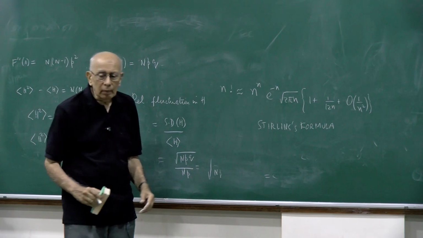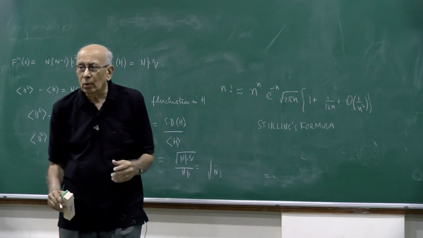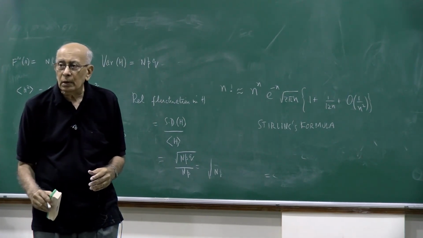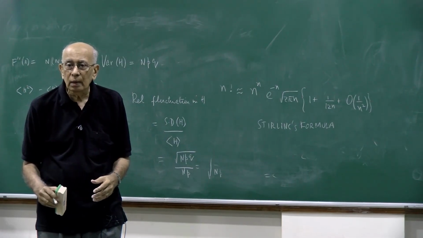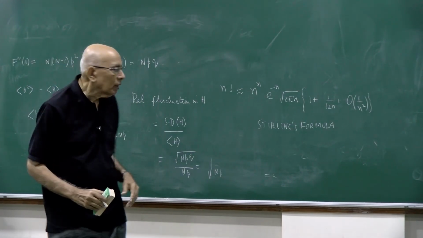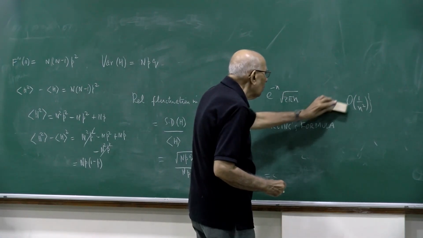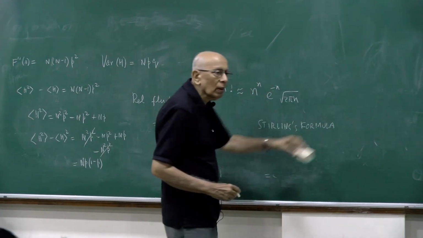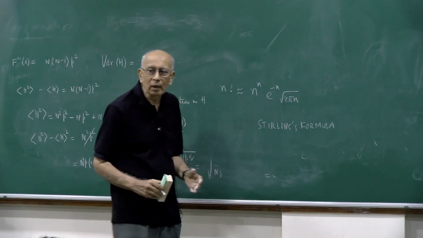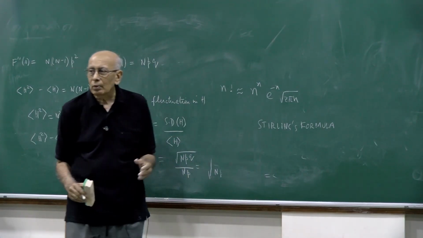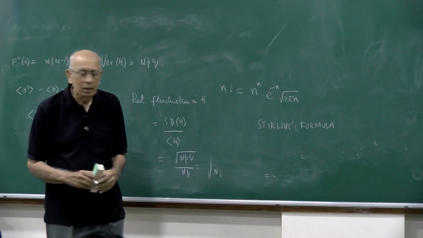How good is Stirling's formula for large n? For large n, you can see how good it is very easily. But suppose n is the smallest possible value, 1. What does it say? You have no business applying Stirling's formula for 1 because 1 factorial is 1, that's the end of it. But if I use Stirling's formula, what do you get on the right hand side?